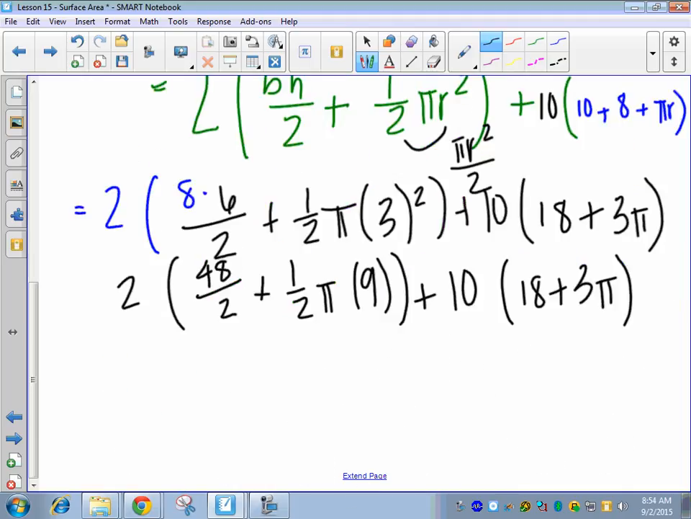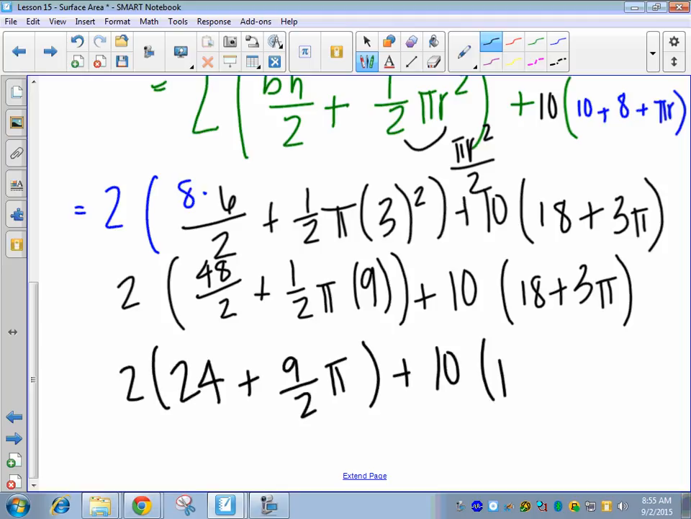Oh my gosh, this one is crazy. Okay. 48 divided by 2 gives me 24 plus 9 over 2 pi, plus 10 times 18 plus 3 pi. We haven't really officially done the distributive property yet, so I would take this as an okay answer for your pi answer, and then you could just type this into your calculator, and some magical calculator person, you can tell me what the answer is if anyone has it.